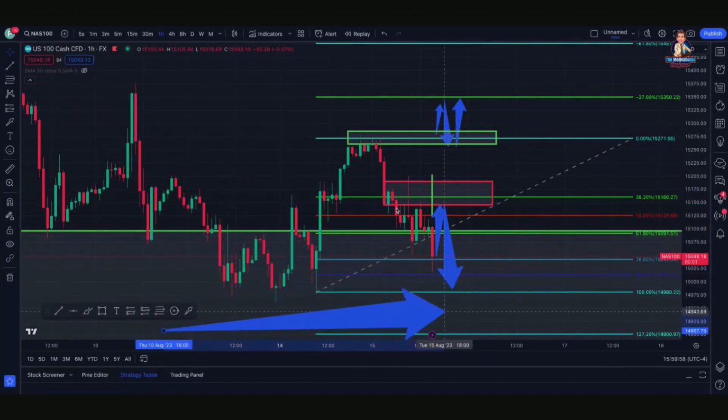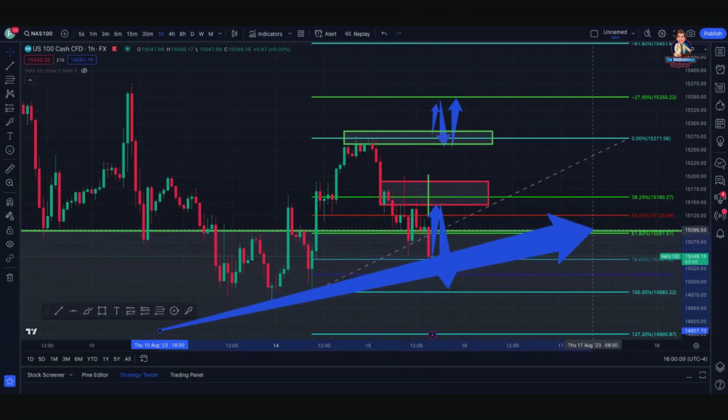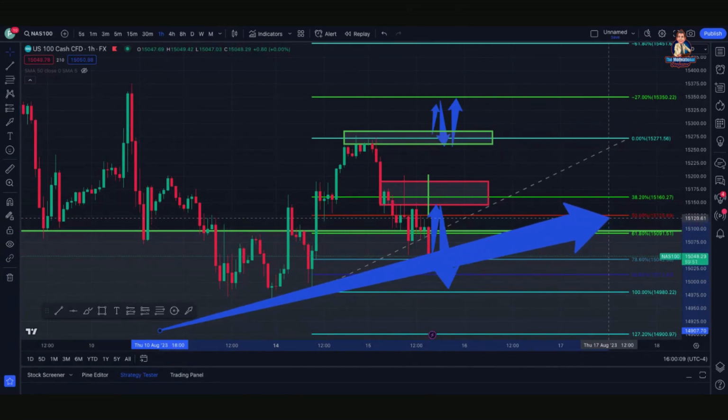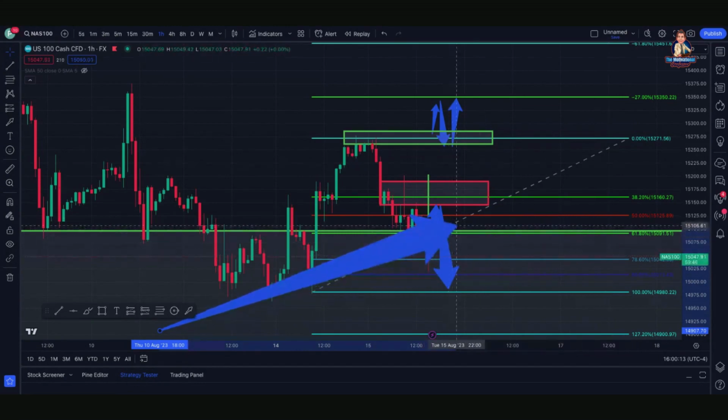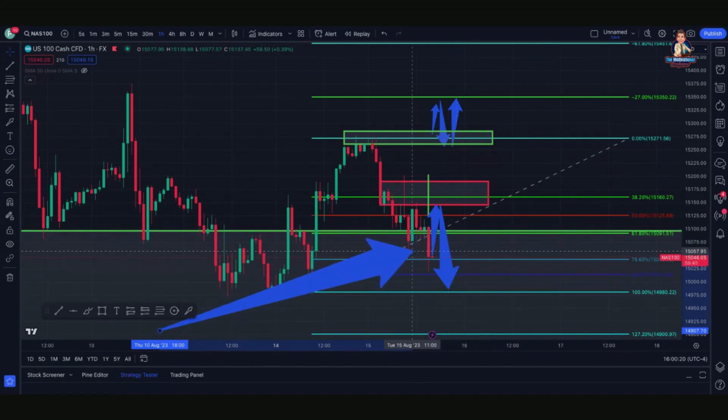And if we break this level, this 61.8, if we break 15,100, I'm going to scalp it up to 15,125 for 25 quick ticks right in here. So I'm going to probably have a buy stop somewhere right in here, probably about 15,110 or so, depending on what happens.